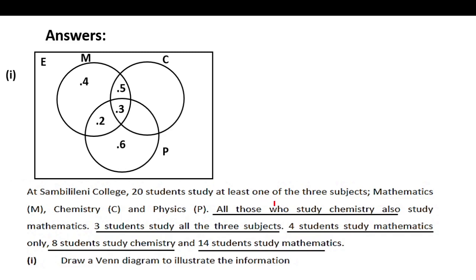They've put a condition here which says at least one of the 3 subjects is studied by these 20 students. So this is how it's supposed to be. So let's go to another question.